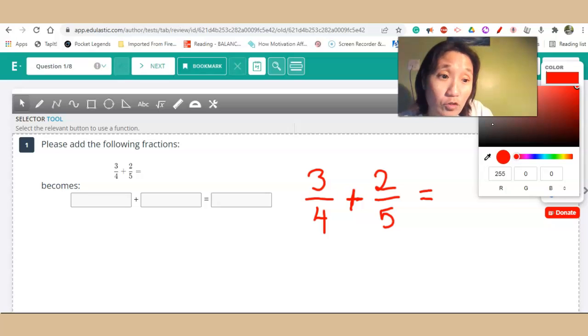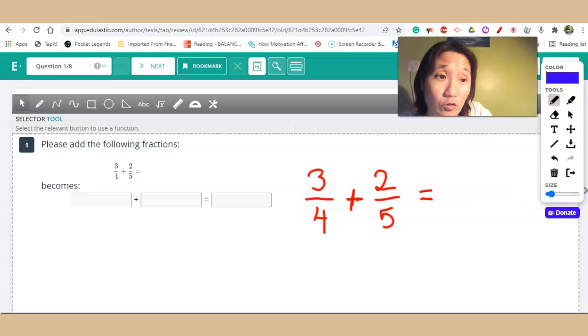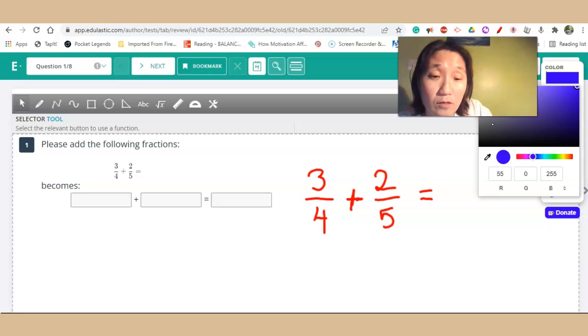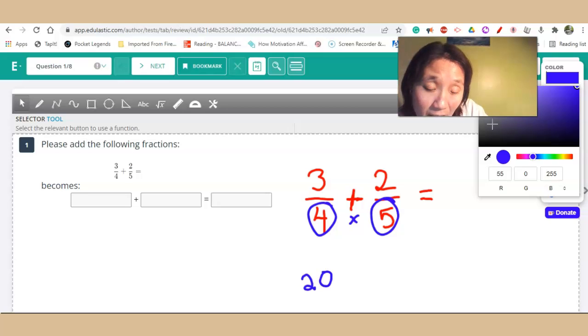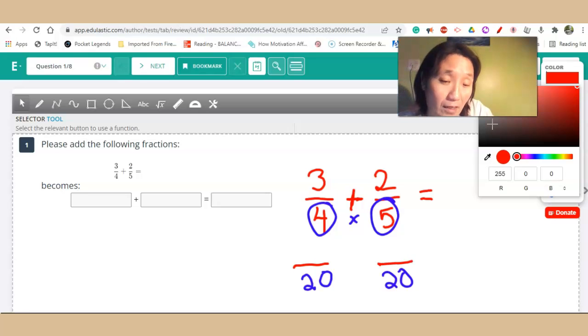So to do that, what you're going to do is multiply the 4 times the 5. Okay, multiply the 4 times the 5. So that will give you a denominator for the 3/4. So 4 times 5, a new denominator of 20, and a new denominator of 20. So 4 times 5 gives you the blue. Okay, so that's the blue. And that's your denominator.